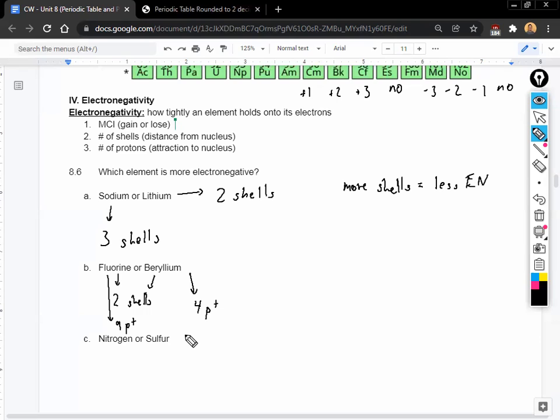Oh, fluorine. So which one is more electronegative, fluorine or beryllium? Fluorine. Okay, so fluorine is more electronegative. Here we said that lithium is more electronegative. Fluorine is more electronegative, and the rule for that is that more protons means more electronegative.